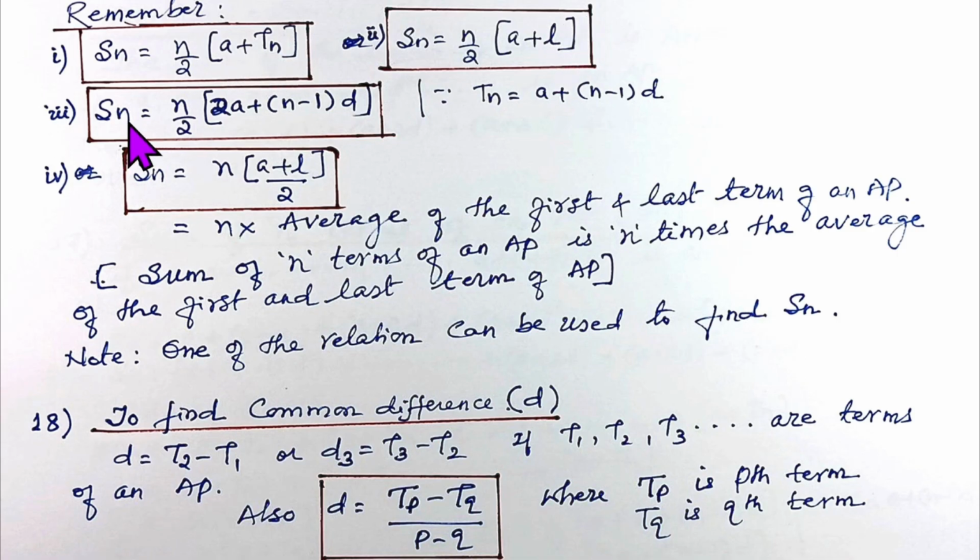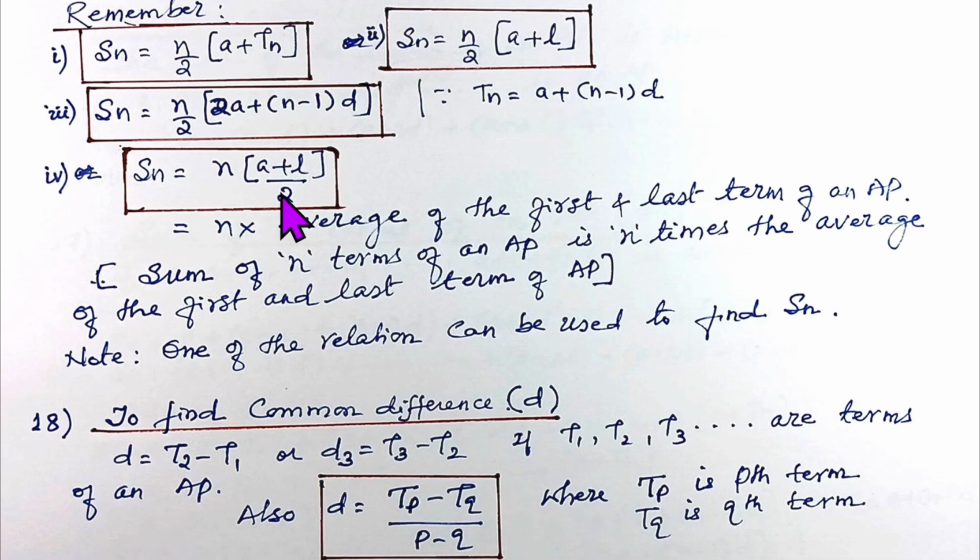Now another important formula is Sn is equal to n upon 2 in the bracket 2A plus (n minus 1) into D, and this formula can be used when n is known, A is known, and D is known. So the next one is Sn is equal to n in the bracket (A plus L) upon 2. That means n into the average of the first and the last term of an AP. If you are given the number of terms and the average of the first and the last term, then we can use this formula.